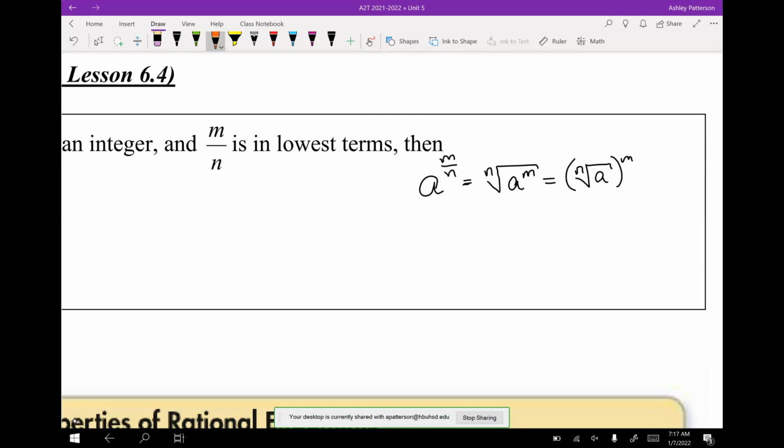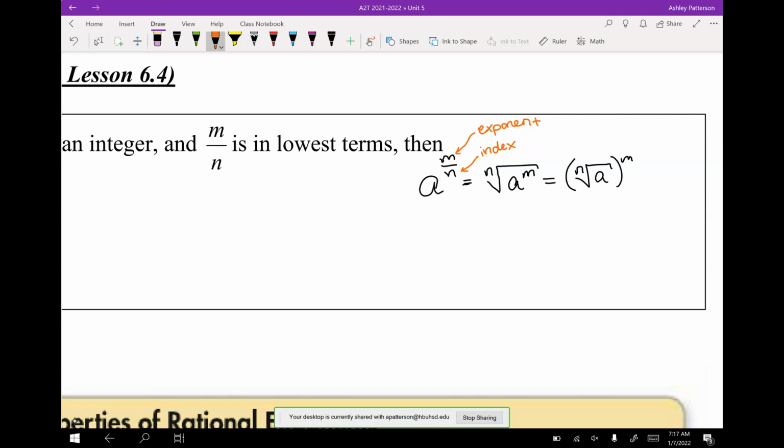So what's the important part for us to remember? That the denominator is our index, always. And the numerator is the exponent. Okay, the denominator is the index, and the numerator is the exponent.